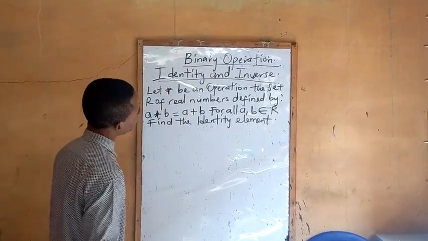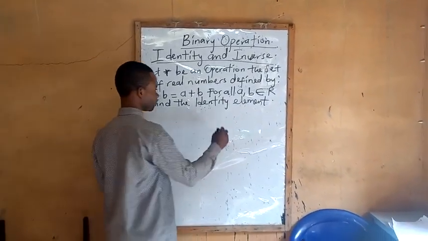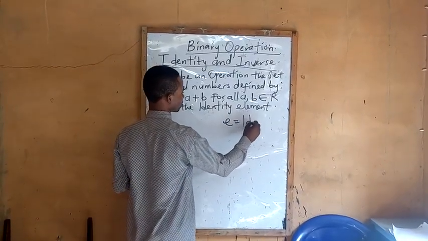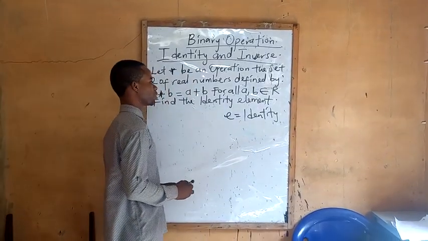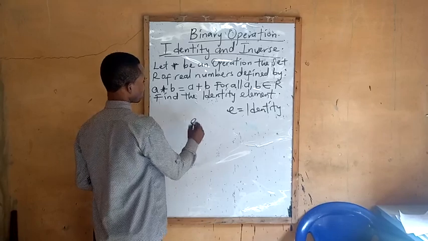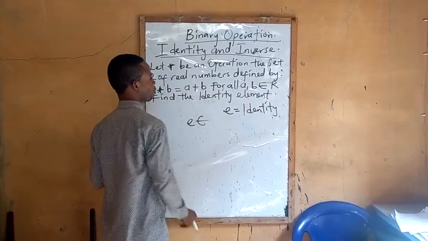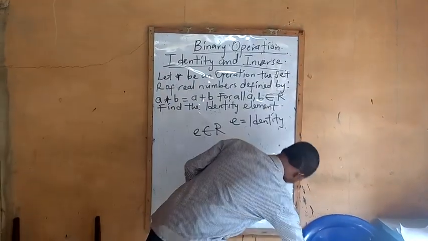Now, in binary operations, we use the letter E. Letter E represents our identity in binary operations. That means E is going to be an element of R. Now, what does that mean? Let's continue about it.